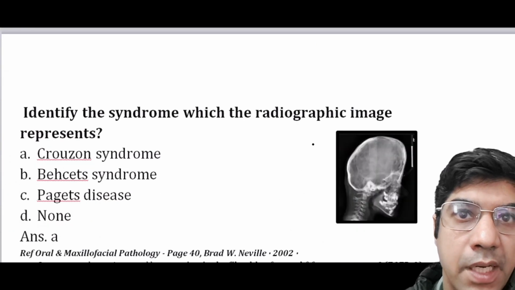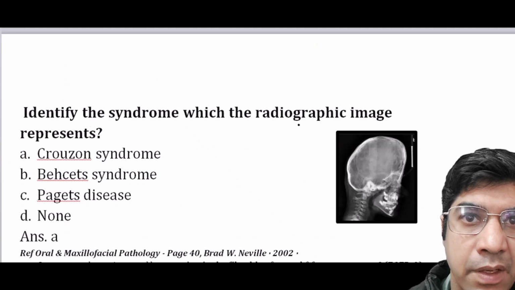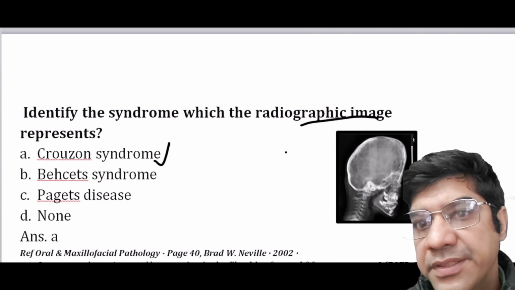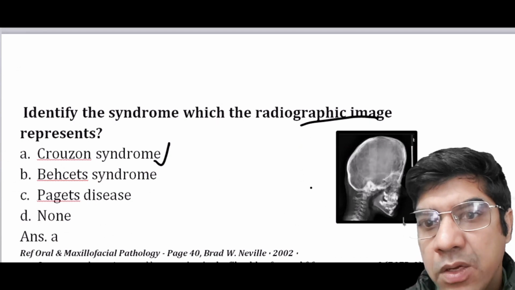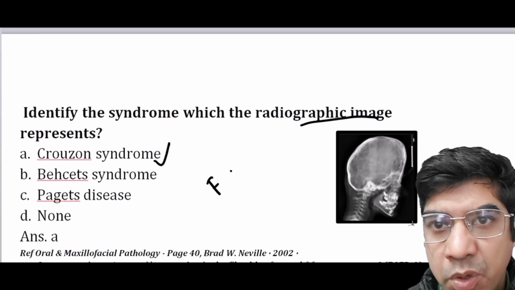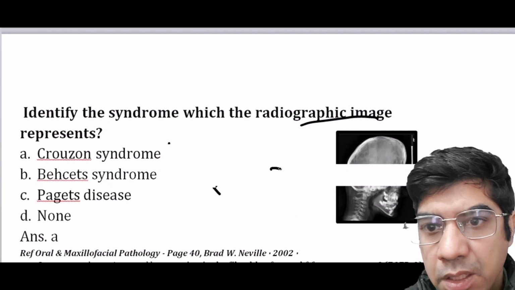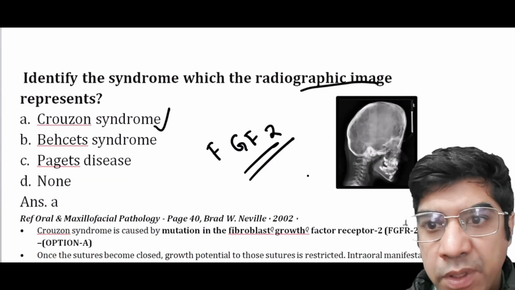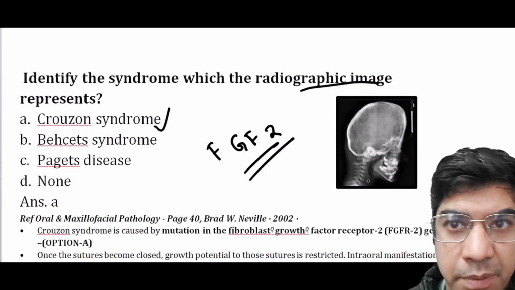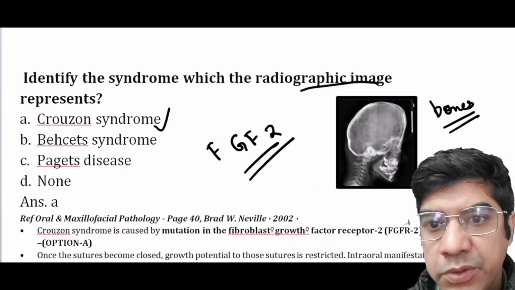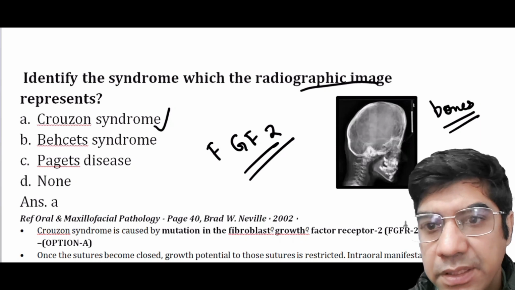Moving to the next question, identify the syndrome which the radiographic image represents. The answer here is Crouzon syndrome. Well, Crouzon syndrome, we all know, is caused due to a mutation in fibroblast growth factor receptors. So that would affect the normal development of the bones and sutures in the skull and face.